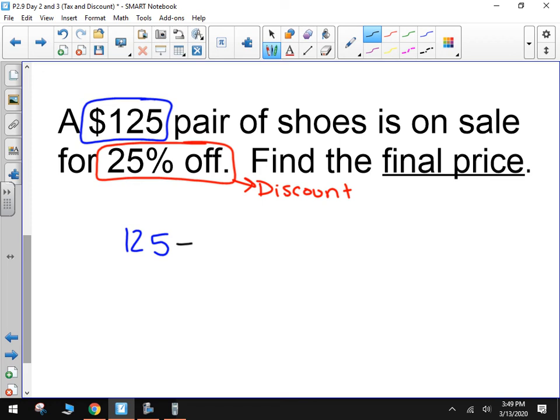Then I need to put in the percent, but again, I need to make it a decimal. So when there isn't a decimal, it's between the number and the percent symbol. And I move the decimal 2 spaces to the left to get rid of the percentage symbol, and it becomes 0.25. When I type that into my calculator and I round, I should end up with the shoes being $93.75.